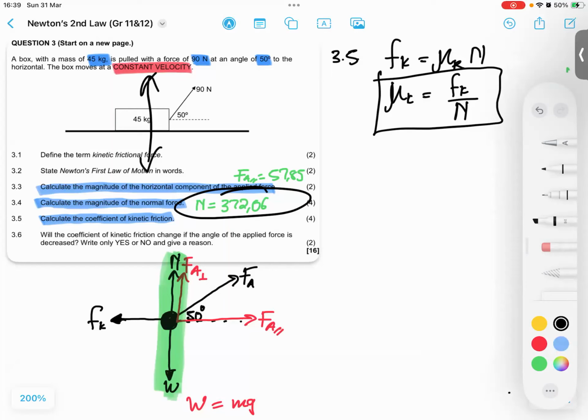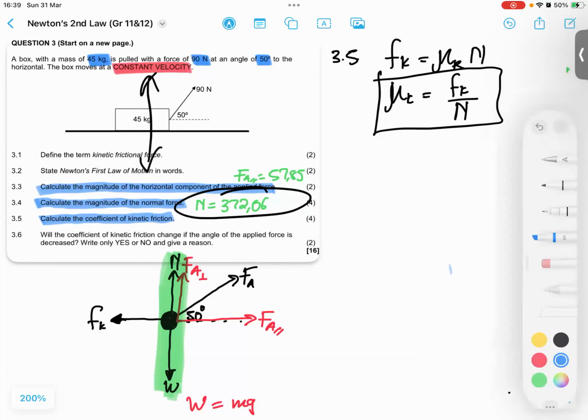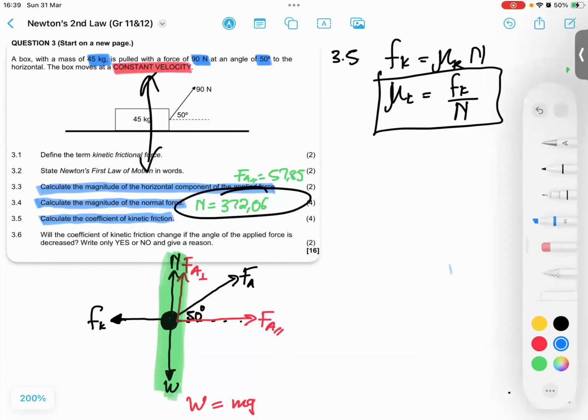If you look at the diagram or the information that is given to us, you will see that the part that I highlighted when we started is the constant velocity. They said that the box moves at a constant velocity. Meaning, what is the meaning of constant velocity? Even when an object moves with a constant velocity, this is just a piece of information that we can also highlight to indicate that it is important.